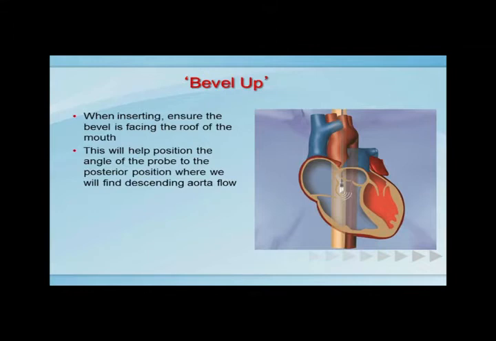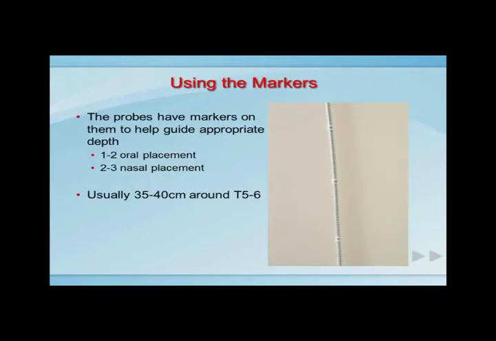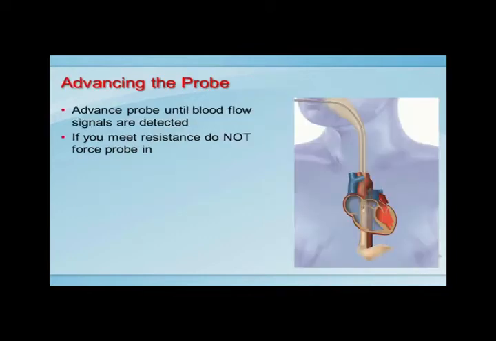This will help position the angle of the probe to the posterior position where we will find the descending aortic blood flow. The probes have markers on them to help guide appropriate depth, and the first 2 markers should be used for oral placement. The second and third markers should be used for nasal placement, usually around 35 to 40 centimeters in depth, around T5 to T6. Advance the probe until blood flow signals are detected. If you meet resistance, do not force the probe.